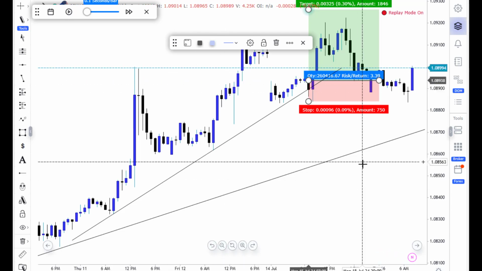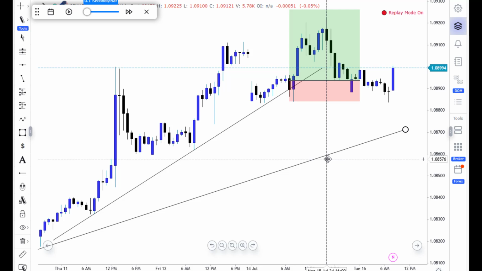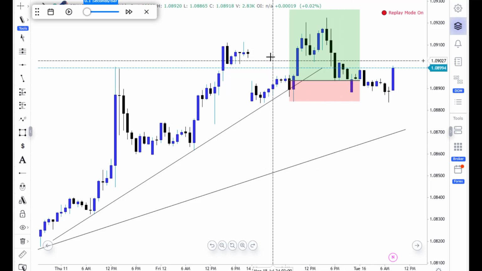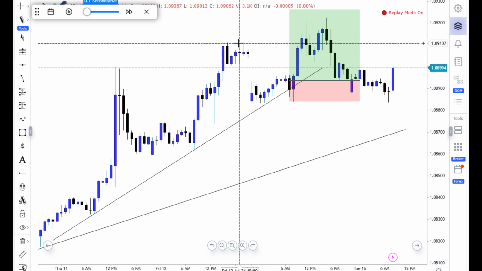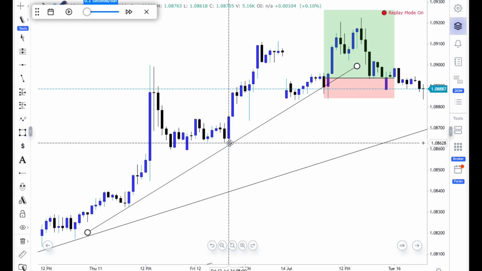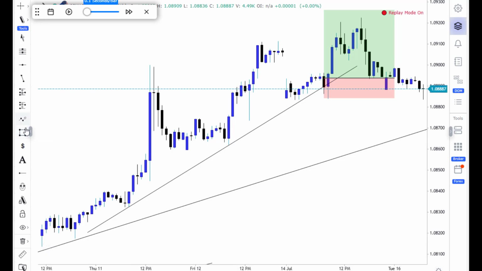Now look at another thing I wanted to share with you guys. When you are placing your targets, usually ensure that you have your target at the previous high. For instance, if you entered here, your target should be at this previous high, because at this point in time, this was the highest zone.